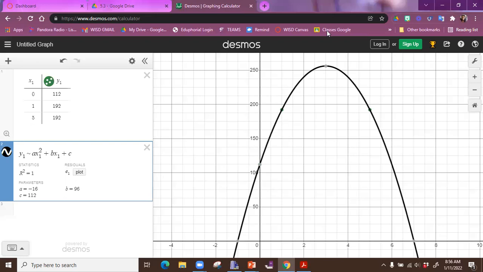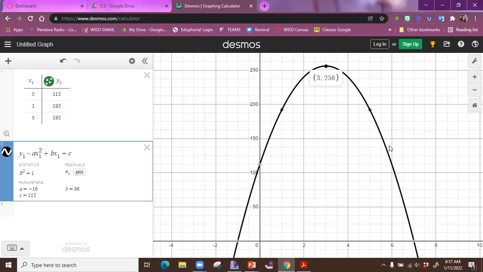I also need to know the value of 3, and 3 is my what? What is this part of the graph called? Well, it's at my axis of symmetry, so it's my vertex, right? I have a max vertex at 3, 256. I can keep scrolling on the graph. I need to go to 4, so I'm going to go to 4. And what do I get at 4? I get 240.